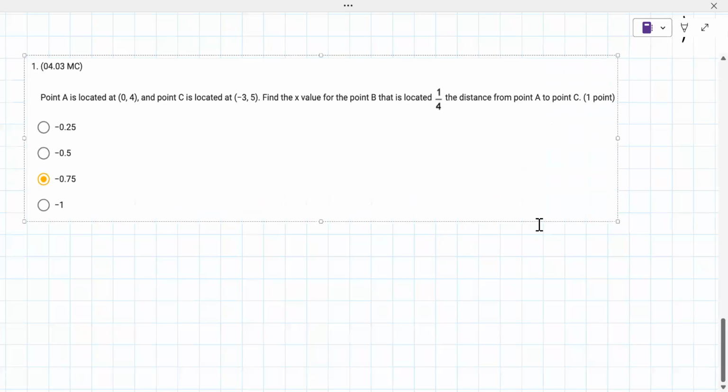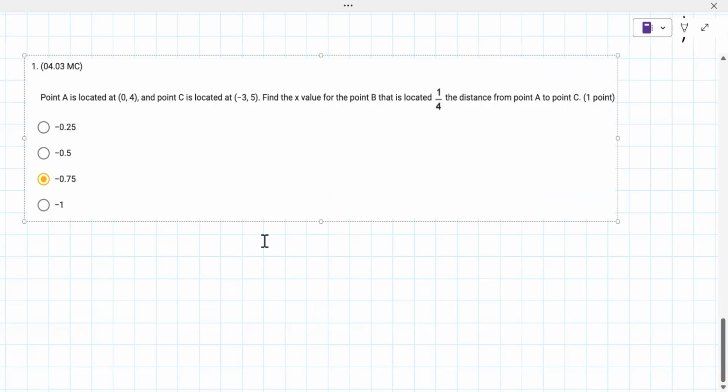All right, so point A is located at 0, 4. Point C is located at -3, 5. Find the X value for the point that is located 1/4 the distance from point A to C.